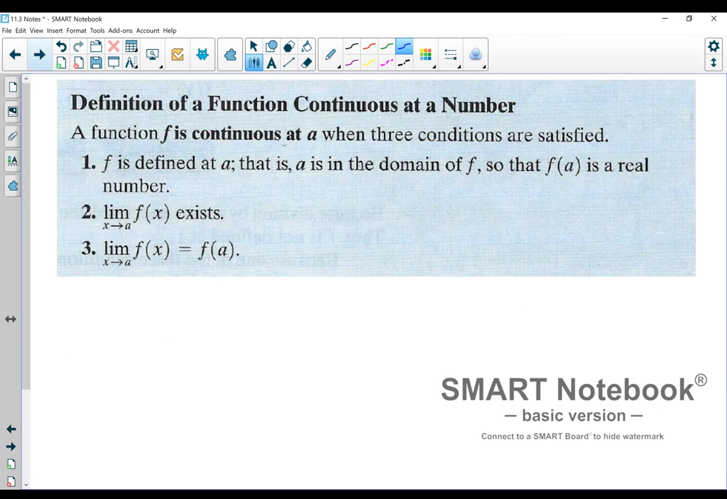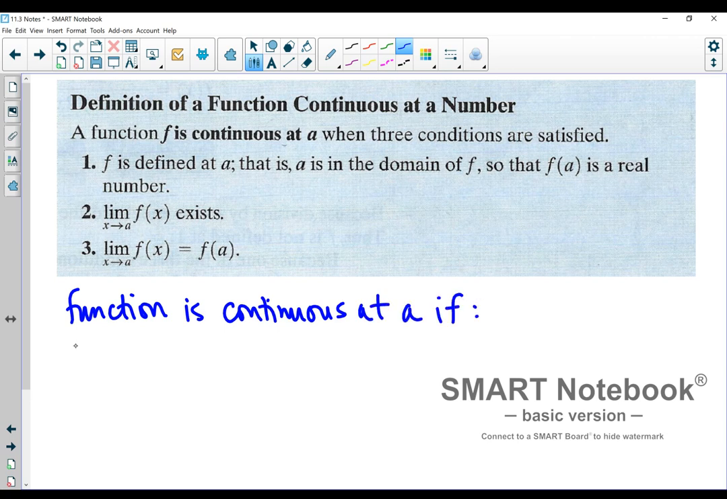So this brings us to our definition of a function that is continuous at a number. And so this is a pretty long definition. We're going to put it in our own words. So a function is continuous at a if the first one speaks about a being in the domain. So when we think back at the examples we looked at, the first one had a hole there. A wasn't even in the domain. So a does need to be in the domain.